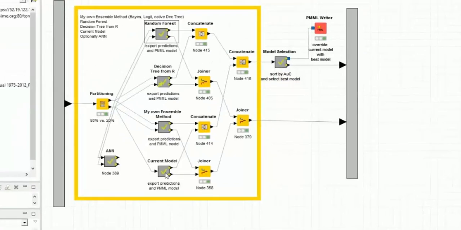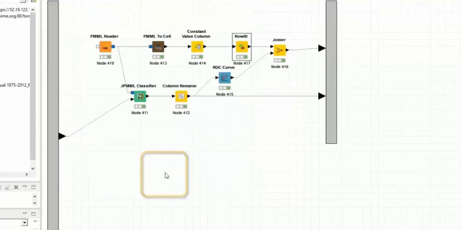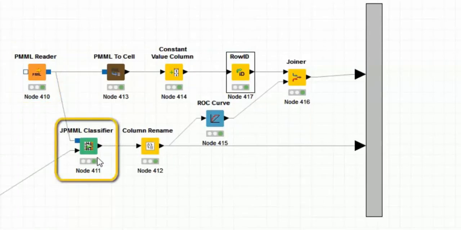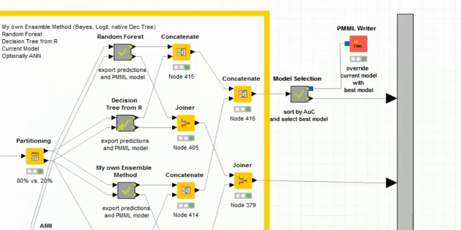Let's see now how to import an existing model into KNIME. We use the PMML reader node to read a PMML file. The PMML file contains a PMML model. The JPMML classifier interprets the PMML model and scores it against the test data. Performances of the model are quantified through the area under the curve of the ROC curve and then joined together with the PMML model like we have done for the random forest.